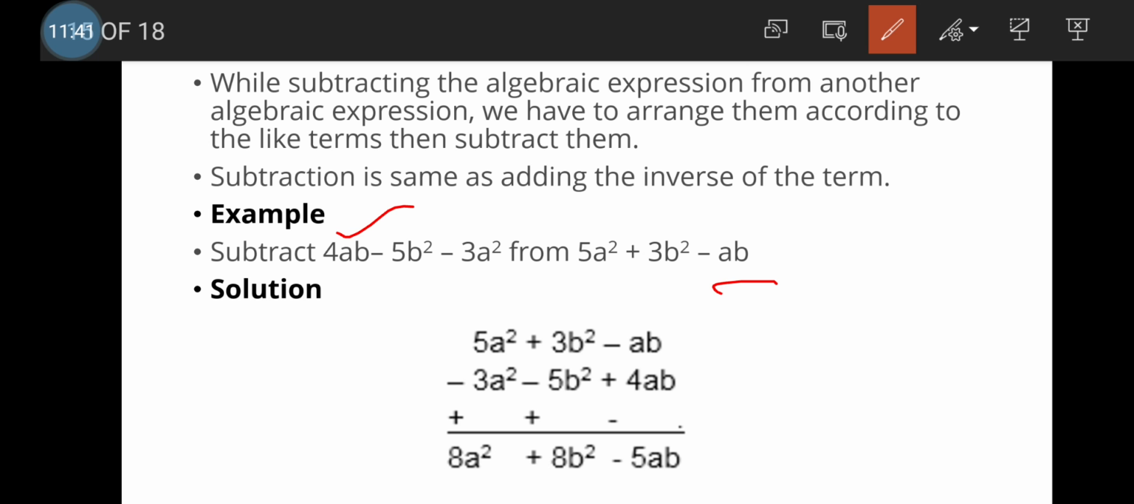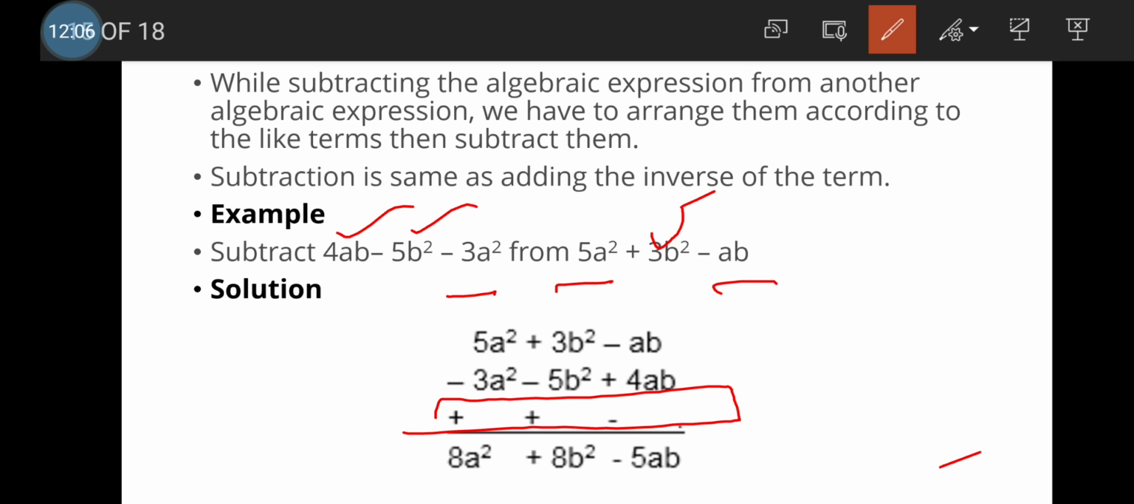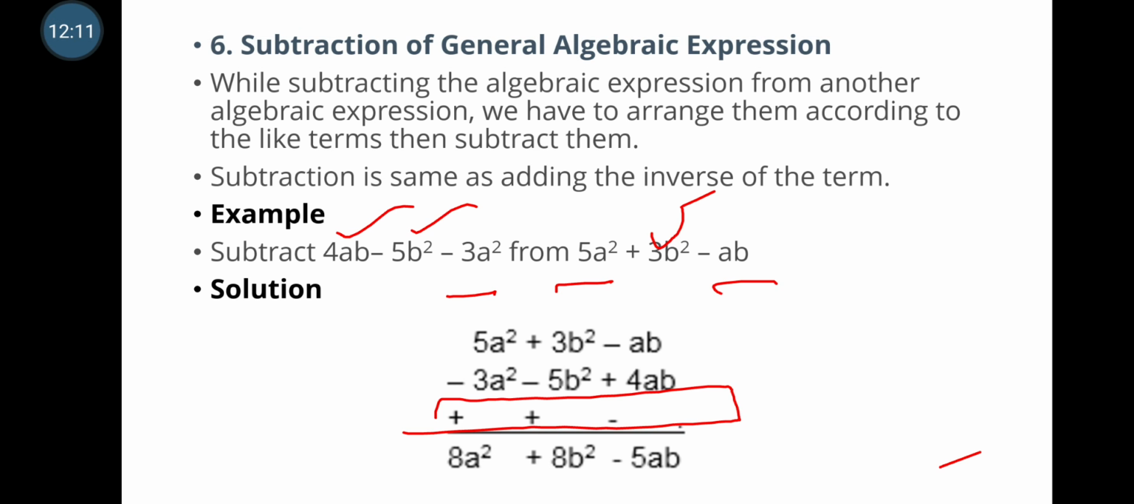Then you have b square. So minus 5b square and plus 3b square. So that is like term. And here minus 3a square and plus 5a square. So that is the like term. So accordingly we have to arrange. Then first step is change the sign of the second expression. So first itself change the sign, then do the normal addition step which we did in the previous slide. Then we can get the correct answer.